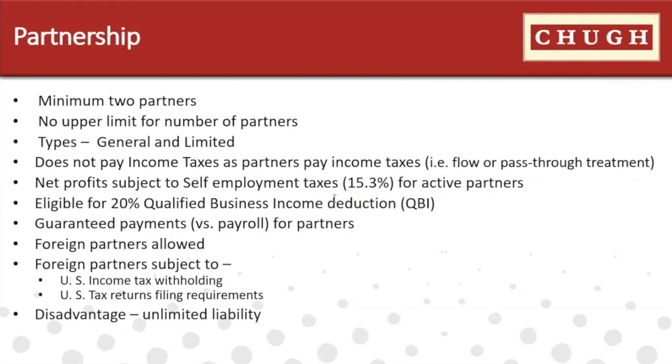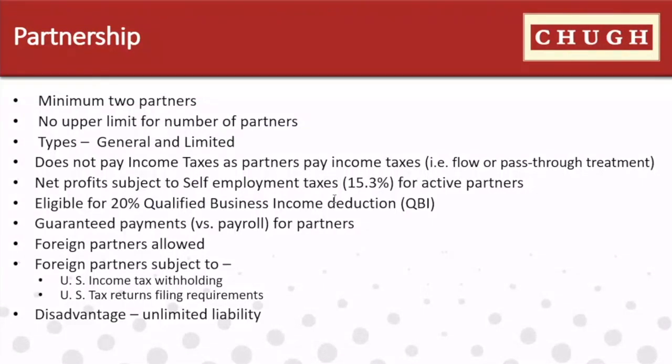The second form of business is called partnership, and a partnership has a minimum of two partners. That's why it's called partnership. One person cannot have a partnership, so you need a minimum of two persons. As far as the upper limit, there is no upper limit. It could be 1,000, 2,000, 5,000 partners. A real example is all the big real estate investments, which are limited partnerships where hundreds or thousands of partners participate.